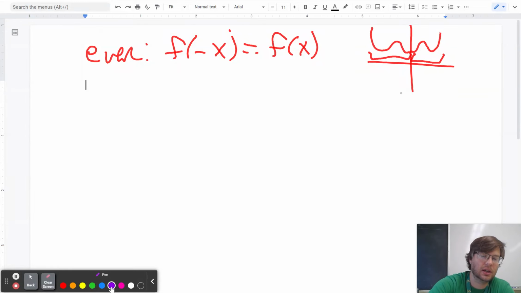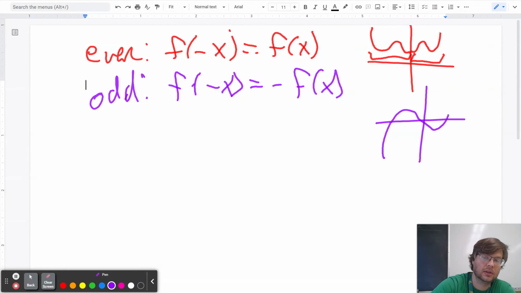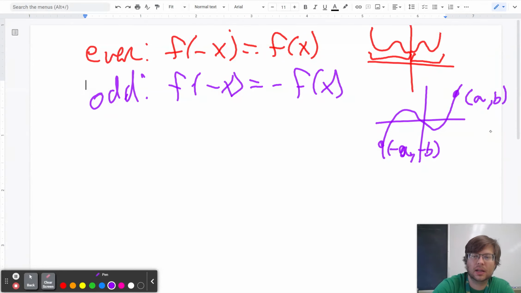An odd function, on the other hand, means that a negative input gives the negative of an output. So that's going to look like this, where if this is a certain point, like negative a, negative b, then it's going to have an image over here that's positive a, positive b. It's a 180-degree rotation. So the question asked us about what happens when you take the derivative of an even function and what happens when you take the derivative of an odd function.